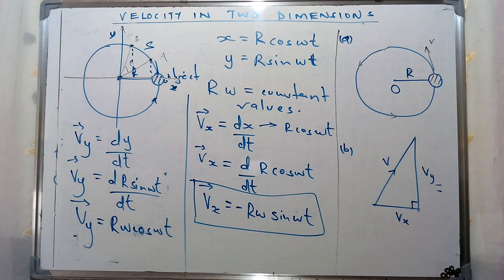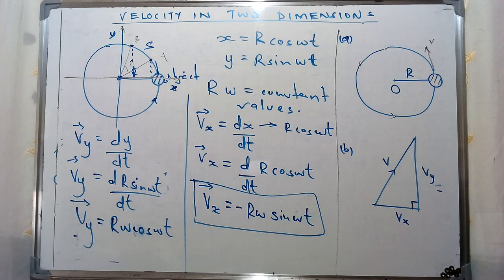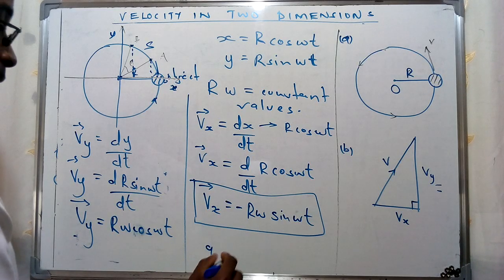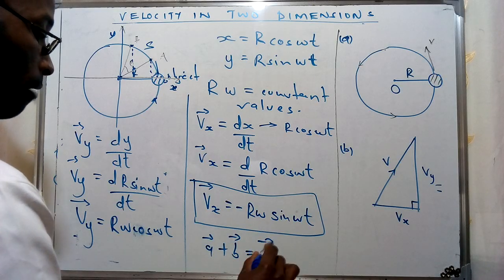So for us to find the resulting velocity for these two displacements along x and y, we're going to add these two components as we have been doing in our previous videos. They indicated that suppose we have displacements a and b, they are going to result in a vector c.